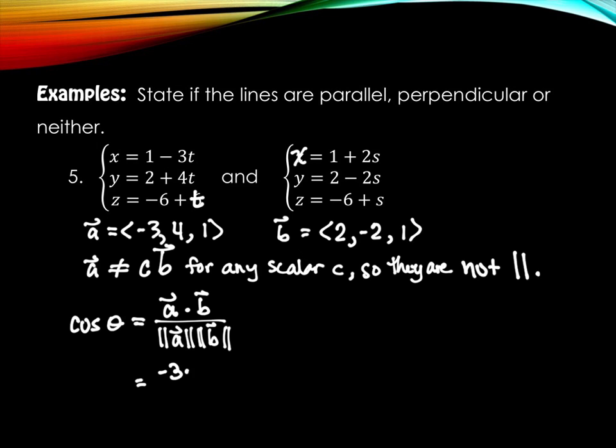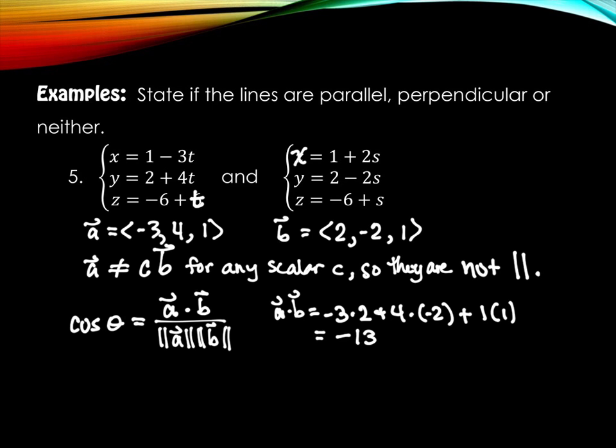We have negative 3 times 2 plus 4 times negative 2 plus 1 times 1. So that's my dot product. In fact, let me do that to the side, and we'll put them all together in a second. So this is the dot product part that's on top. What does that give me? Yep, that's what I thought I had too. Negative 13. Does everybody have that for the dot product?